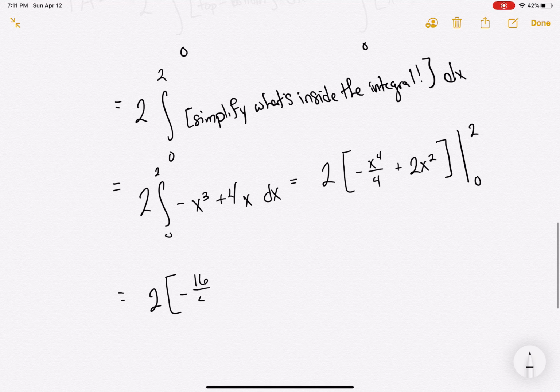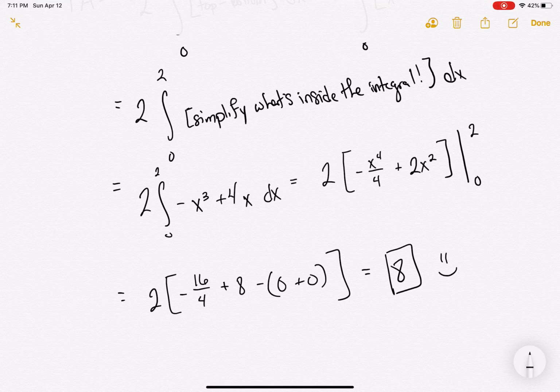Negative 16 fourths, plus 8, minus plug in 0, 0 plus 0. 16 fourths is negative 4. Negative 4 plus 8 is 4. 2 times 4 is 8.